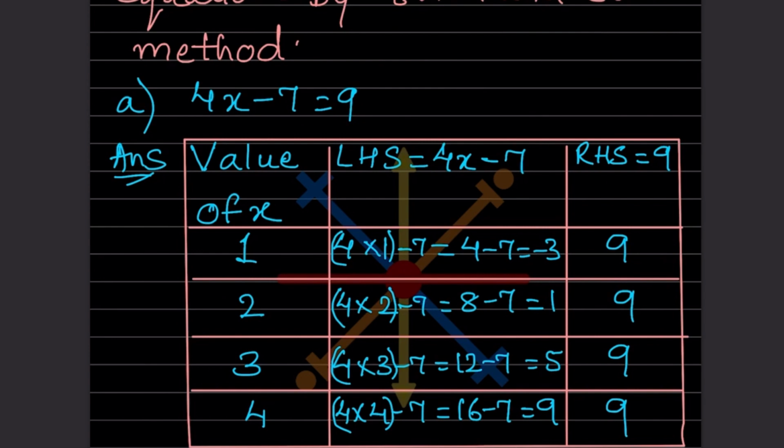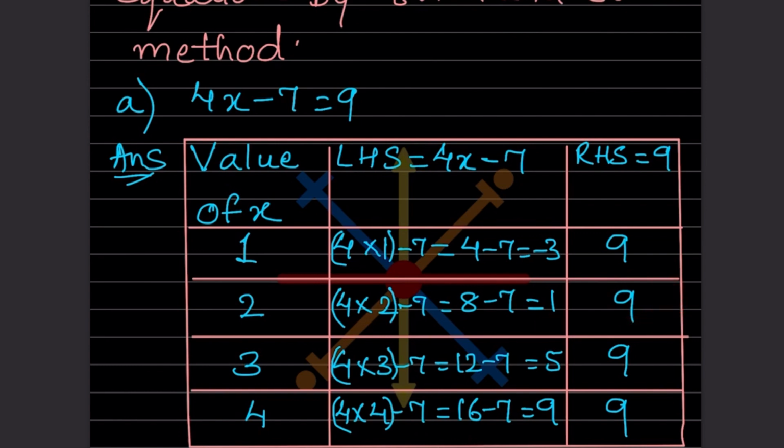So we have to see putting the value of x as 2. Again in this equation, 4 as it is, x is 2, minus 7 as it is. So what happens here? 4 into 2 is 8, and 8 minus 7 is 1. And the right hand side is 9. So this also doesn't satisfy the equation.